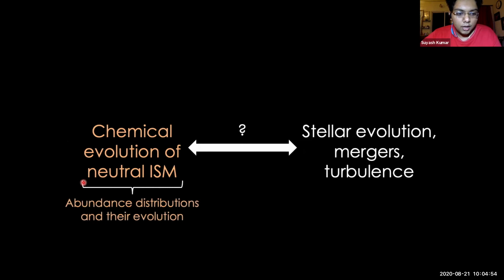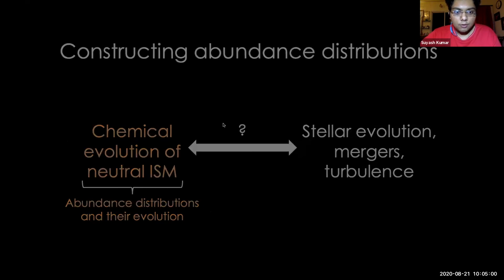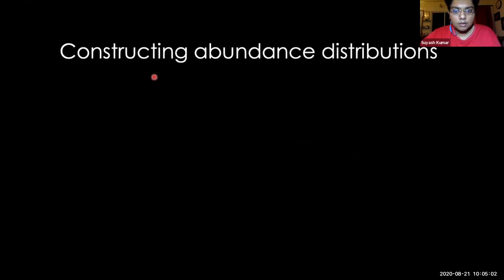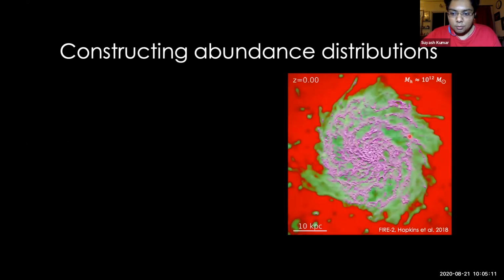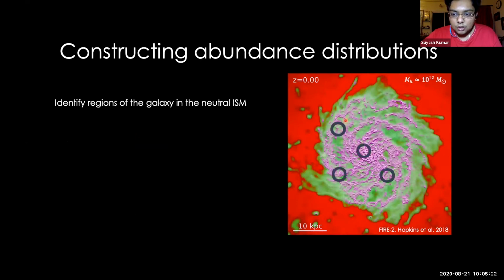And the way we'll do that would be by constructing abundance distributions and studying their evolution. As the first step, we would like to construct abundance distributions, and I'll walk you through step by step what these things are and how we make them. So once again, I have the present day heat map of a simulated dwarf galaxy that I showed to you right before. And we would begin with identifying regions that are part of the neutral ISM, which you can see are encircled here right now.